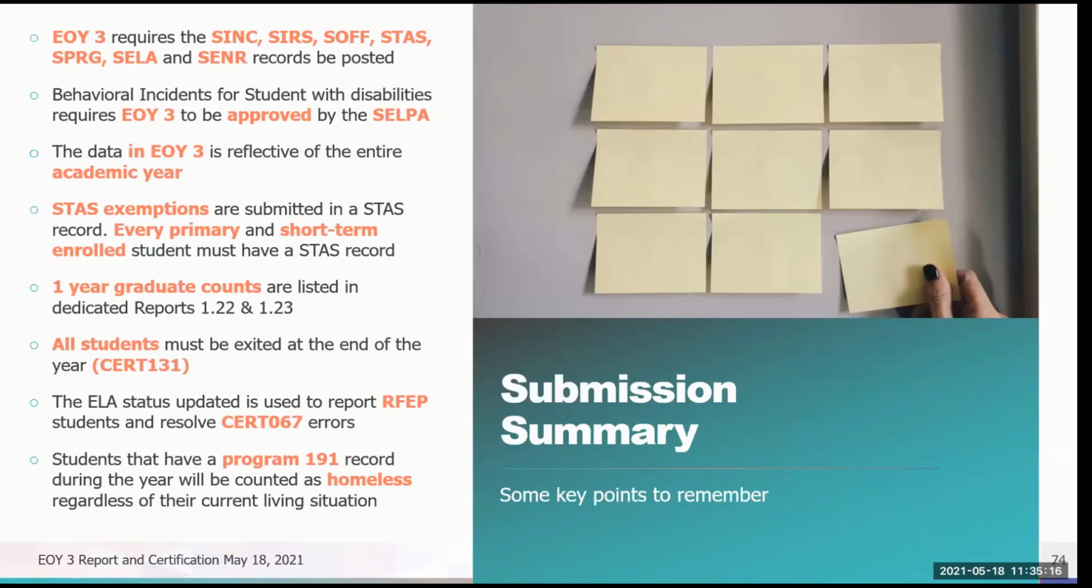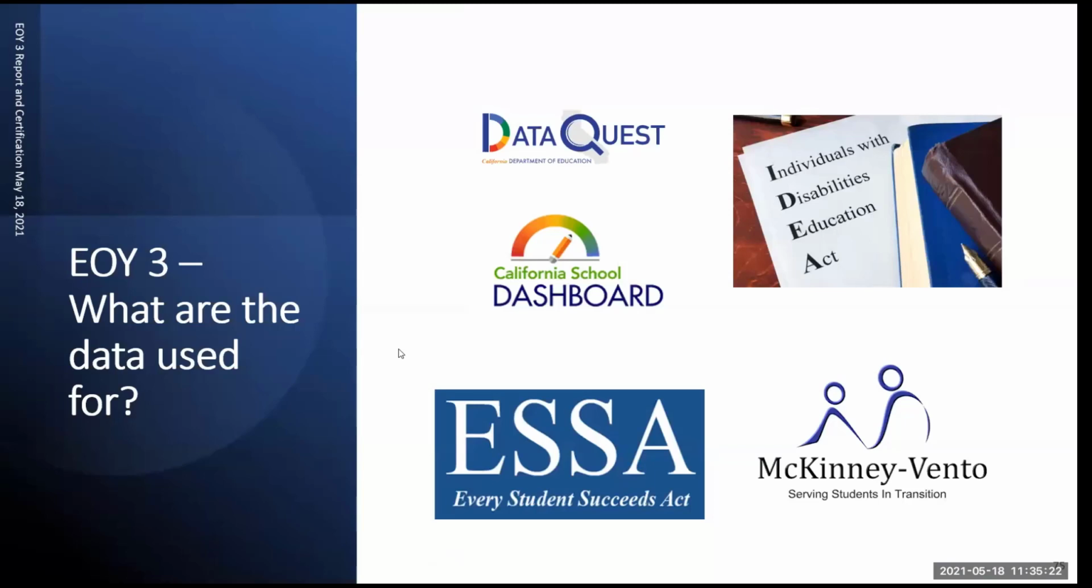And then students that have a program 191 record during the year will be counted as homeless. That's the summary. Why do we even submit all this data, right? It goes to DataQuest, it goes to the California School Dashboard. We meet the requirements in the Individuals with Disabilities Act, as well as the Every Student Succeeds Act, and also the McKinney-Vento Act, right?